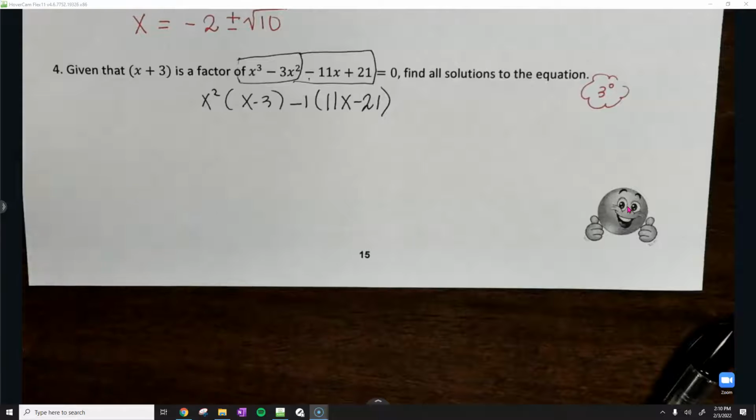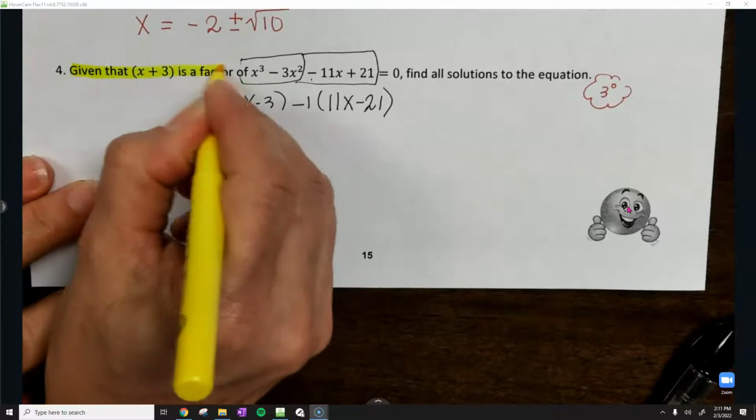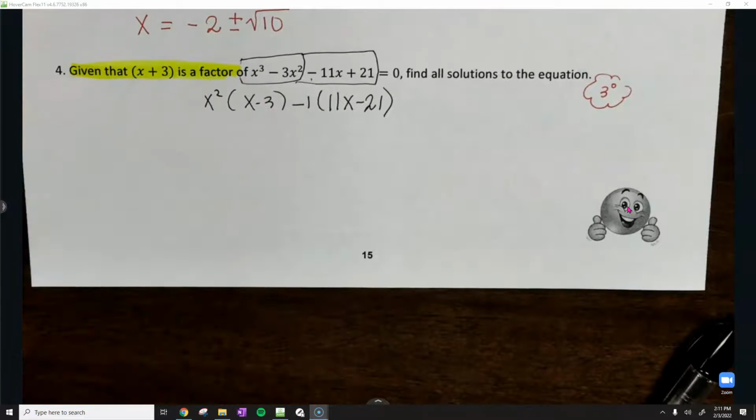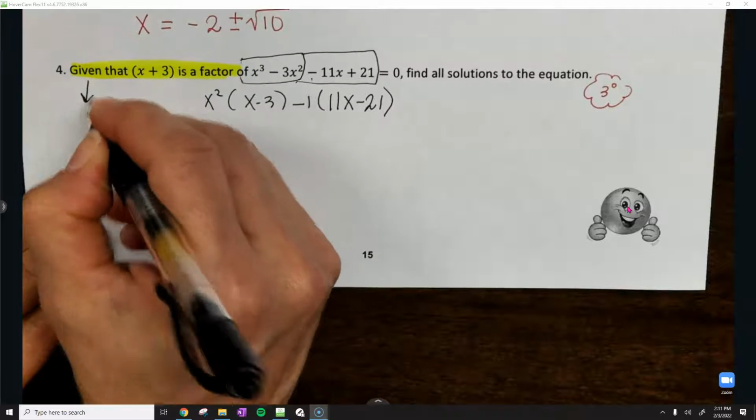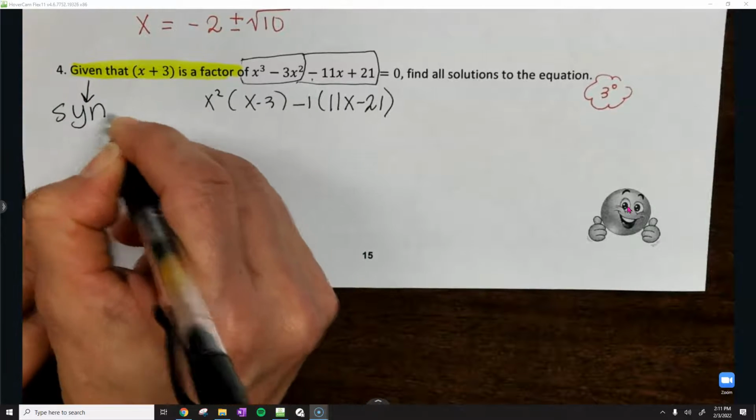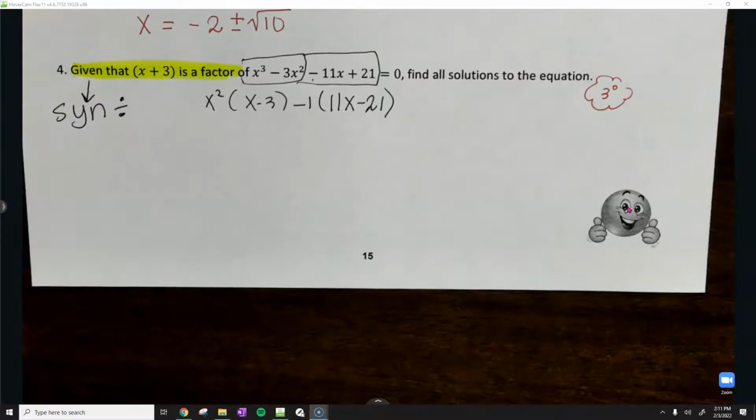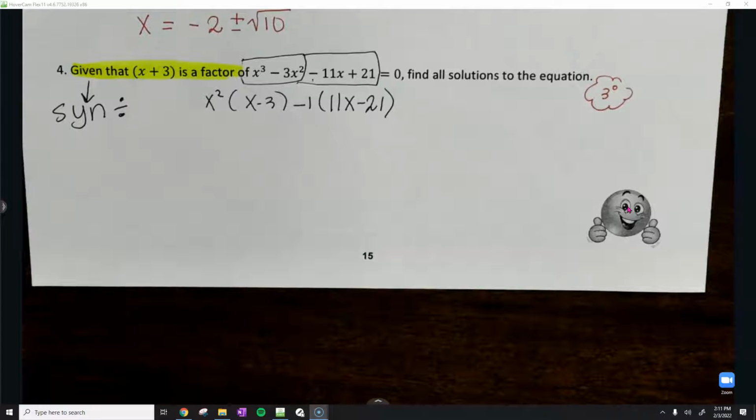I am not telling you that you have to do synthetic division on a test or a quiz. When you see these words, given blah, blah, blah is a factor, that is code word for synthetic division, y'all. Please write that down. That means we have to do synthetic division. That's why y'all learn synthetic division for this.